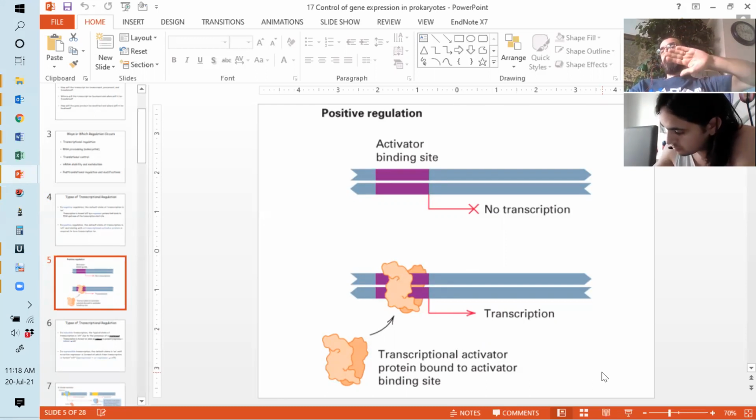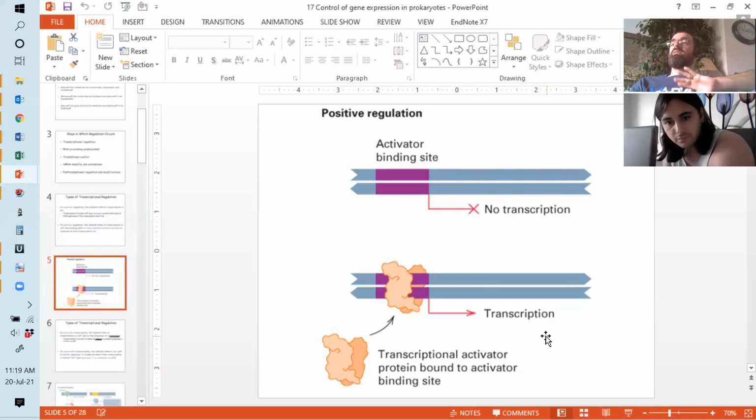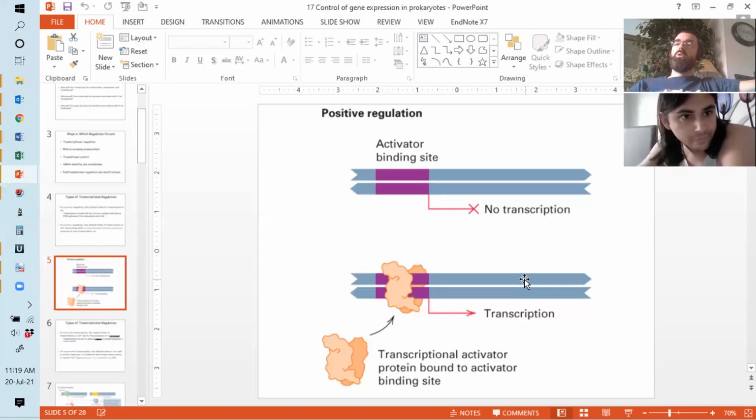Now, if you swap these arrows around, you'd have negative regulation. In negative regulation, you would have transcription when there is just bare DNA, and you'd have to have the binding of a protein to stop that, right? So positive and negative are, as one would expect, polar opposites. Positive requires the binding of something to turn it on, because that's the outcome, it's a positive outcome. Negative regulation is on already. It needs the binding of something to turn it off.